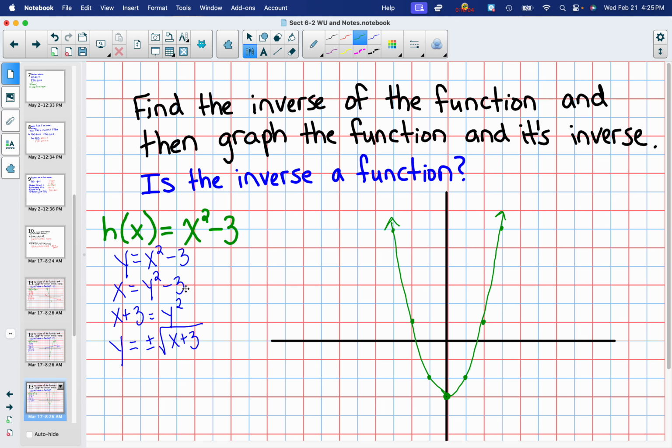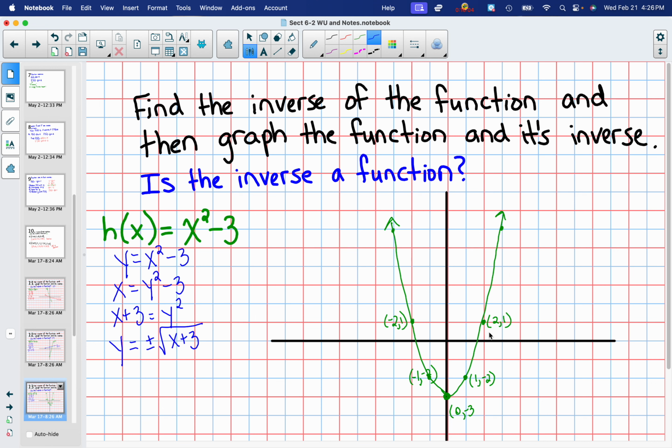Okay, now I want to come up with the inverse, but I'm not quite sure how to graph that. Well, I know how to graph it, but you don't. So we're going to do this another way. Let's think about the ordered pairs on here. So I know that this is (0, negative 3). I know that this is (1, negative 2). This is (negative 1, negative 2). This is (2, 1). And this is (negative 2, 1). I'm just going to try it with those. I'll do it in blue.